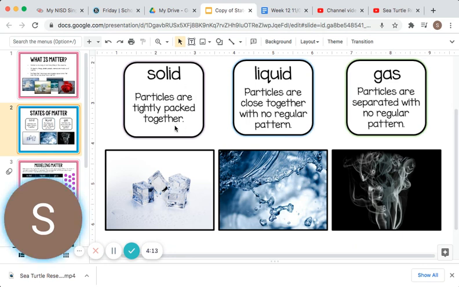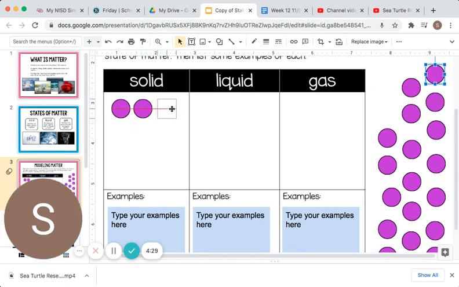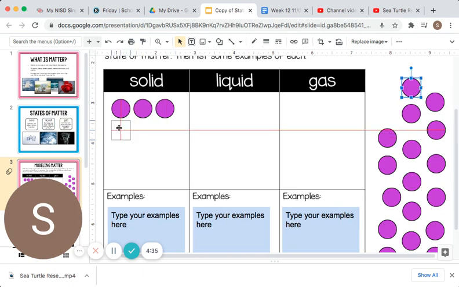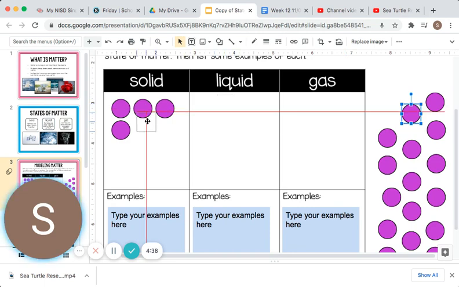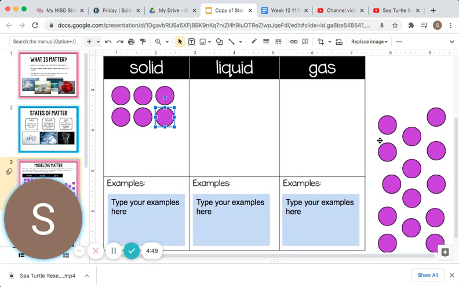So let's start with solid first. Okay, so solid particles are tightly packed together, right? So let me drag this over here. So I'm going to put one there, tightly packed together. So I want them to be pretty close to one another, not too much space, right? Because that's what it told us. That's the information that it told us on slide 2, that solid particles are tightly packed and close together. Okay, so let's see. I'll leave it at that for now. And if I have some extra, I'll add some more later.